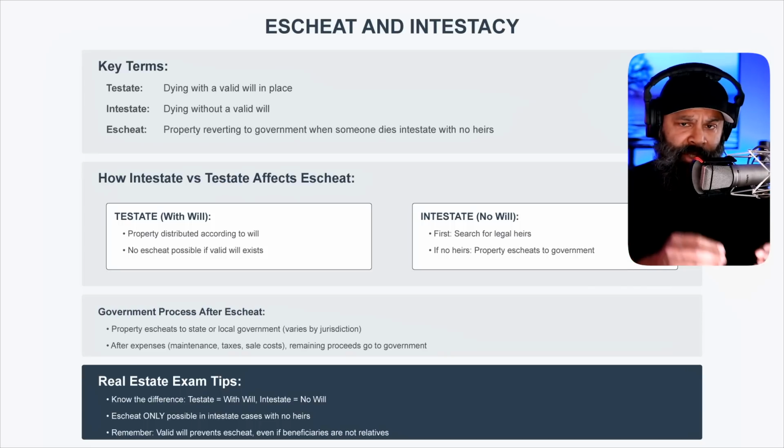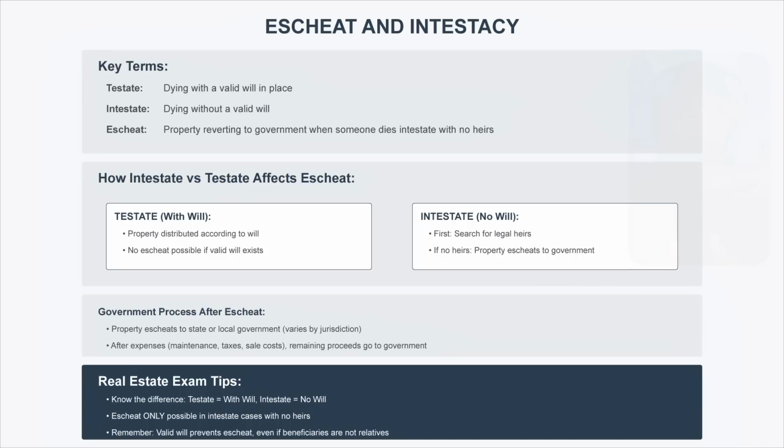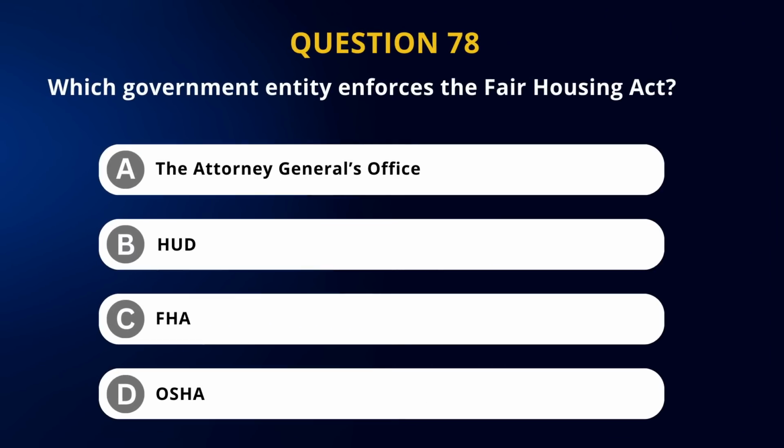In some states, the escheat action might take place in the county, or the estate might be at the state level. So you just want to check that with your local states. Don't worry about it otherwise, because this is the definition across every state in the United States.